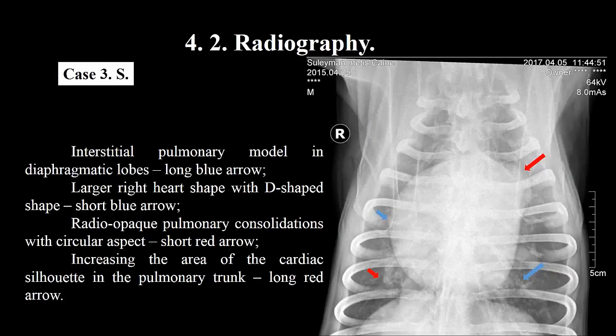Interstitial pulmonary pattern in diaphragmatic lobes. See the long blue arrow. Larger D-shaped right heart. See the short blue arrow. Radiopaque pulmonary consolidations with circular aspect. See the short red arrow. Increased area of the cardiac silhouette in the pulmonary trunk. See the long red arrow.